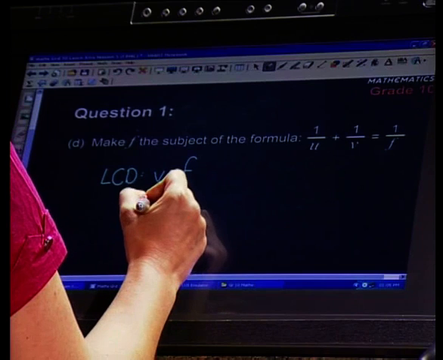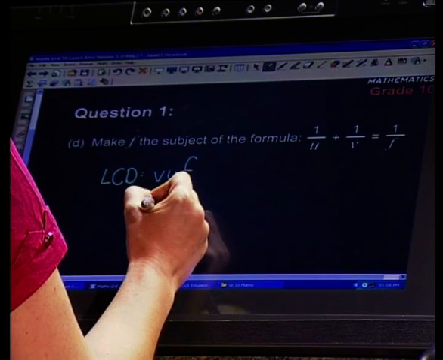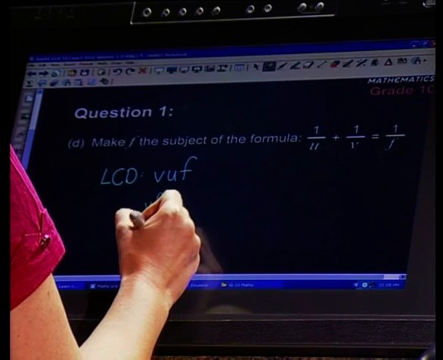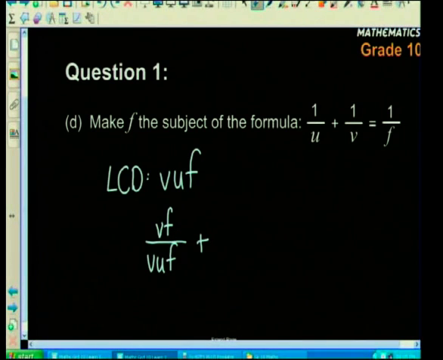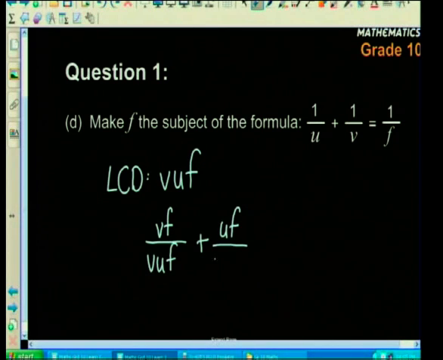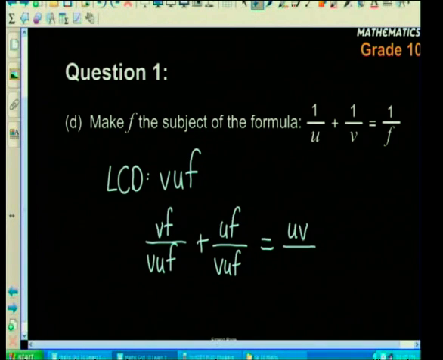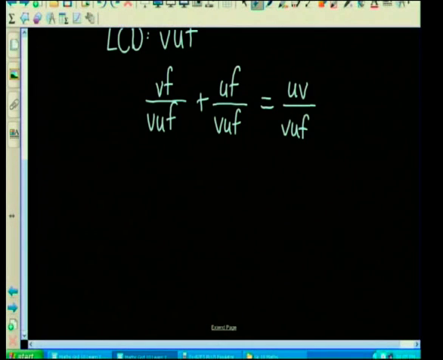So that means I am going to have vf over vuf as my first term. My second term, I just need to multiply by uf, which means I have uf over vuf. And on the other side, it's f. I need to multiply by uv over vuf, and there's my new equation. Now I'm going to put this left-hand side all over one denominator, just so that it looks more pretty.